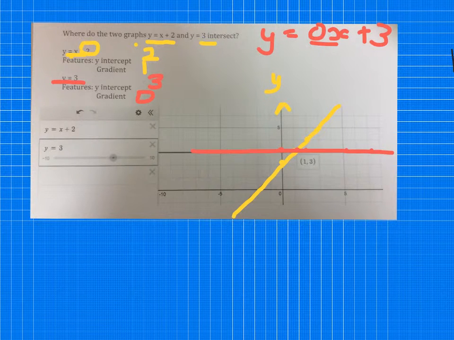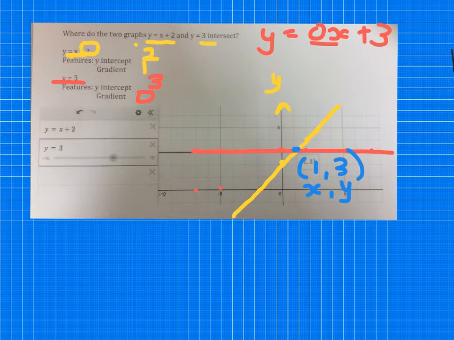It doesn't matter what x is. x could be -5, y is 3. x could be -7, y is 3. So what's happening when they intersect? They intersect at this point here, and this point has the coordinates 1, 3. x is equal to 1 when y is equal to 3.